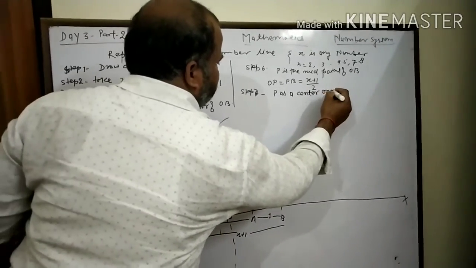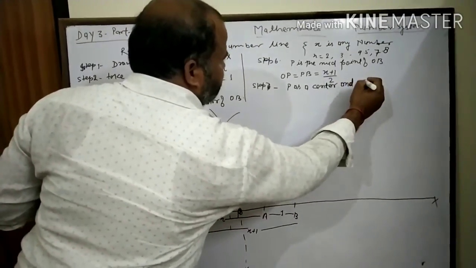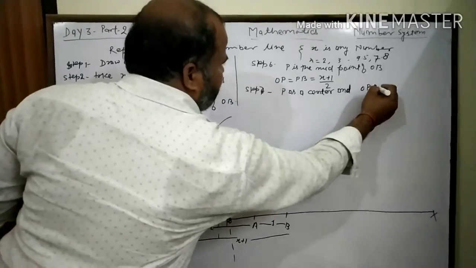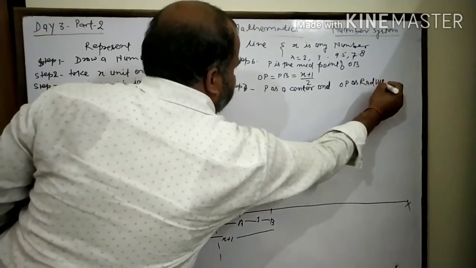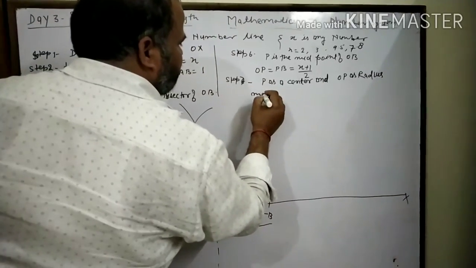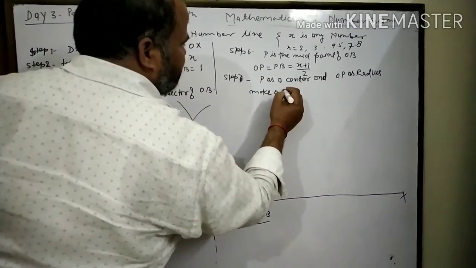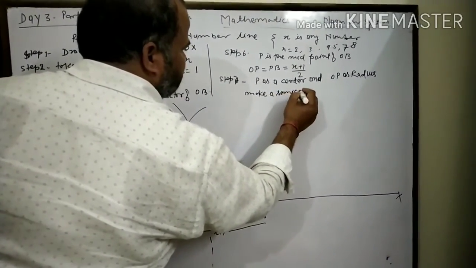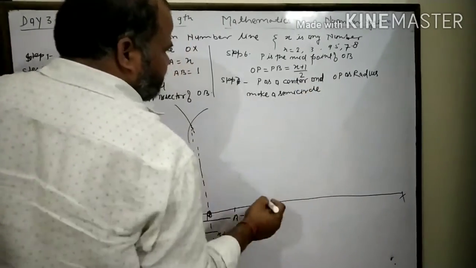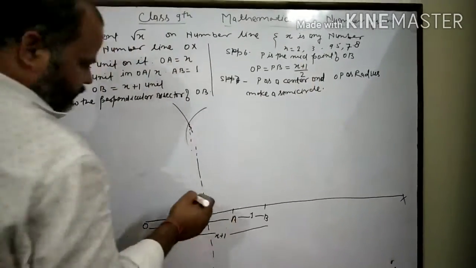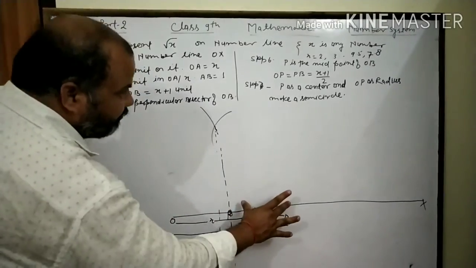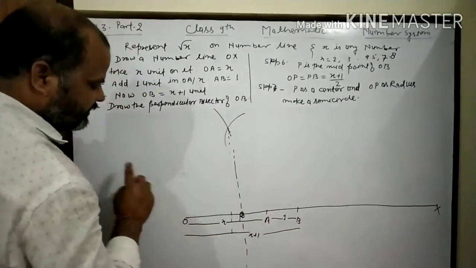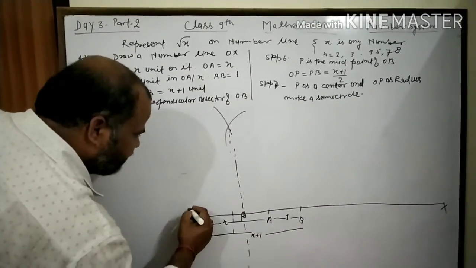And OP as a radius. Make a semicircle. Then P as a center and OP and PB as a radius. Make a semicircle like this way.